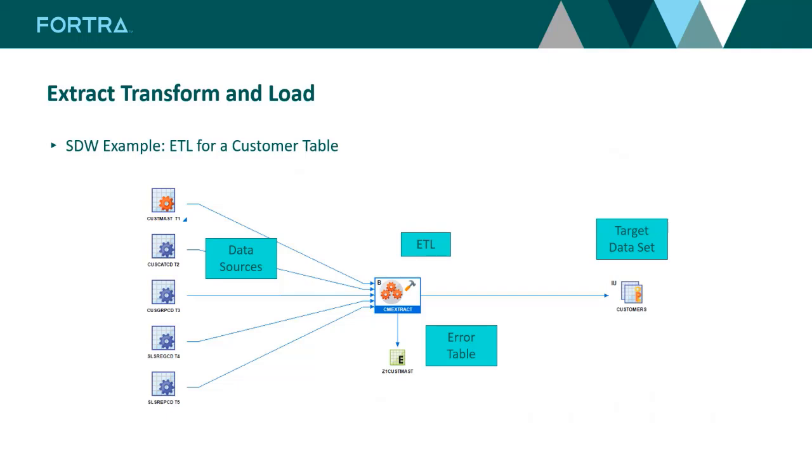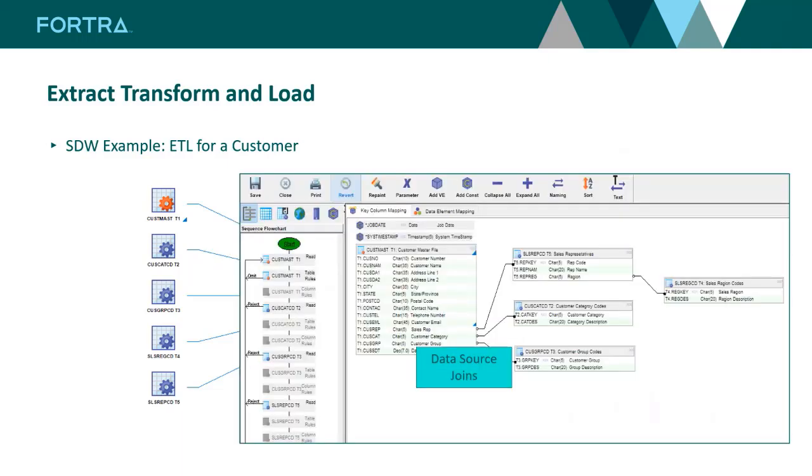The ETL Designer is very visual. Here we see an overview that contains a lot of high-level information regarding an ETL process. In this case, we're loading a customer table. On the left-hand side, we can see the data sources that are joined together. The processing is performed in the middle and loaded into the target table.